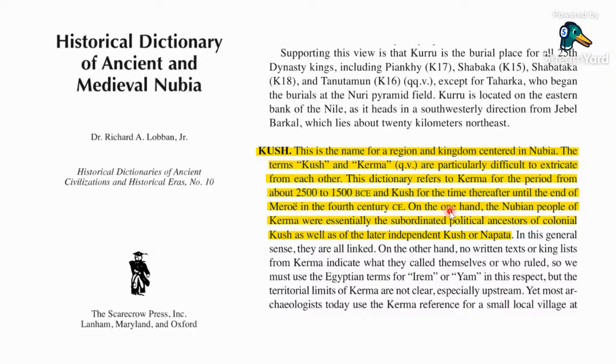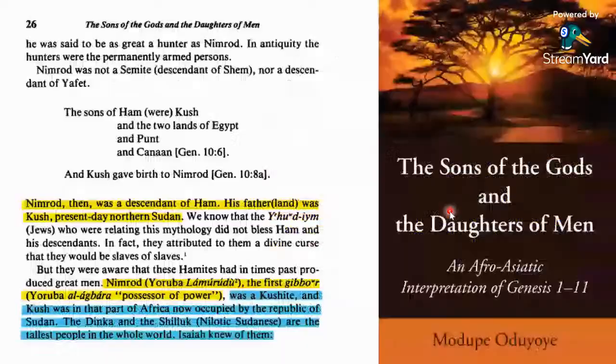So let's continue on. Again, the ancient Kush would be in Nubia. This is also the land, or the ancient land, referred to as Ethiopia. This would be the territories of Nubia or Sudan. So continuing on to this book right here, it's named The Sons of God and the Daughters of Man, an Afro-Asiatic Interpretation of Genesis 1 through 11.